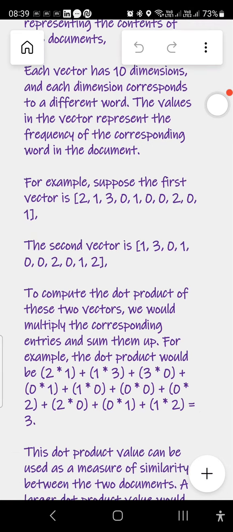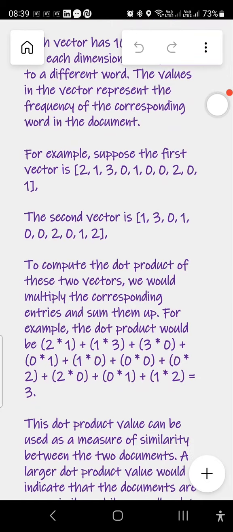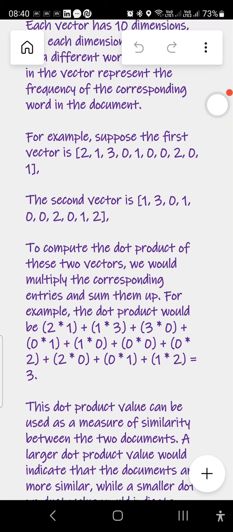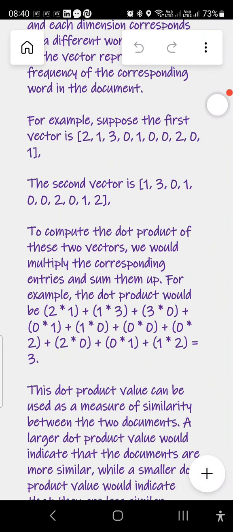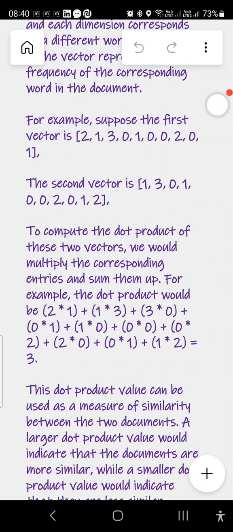If you see this example here, the first vector is represented in 10 dimensions starting with 2, 1. Each index is represented as a different word, and the number signifies the frequency of that word. There will be a few words that will be present in one document, and a few will not be present in the other document. So these are the two vectors that are defined.